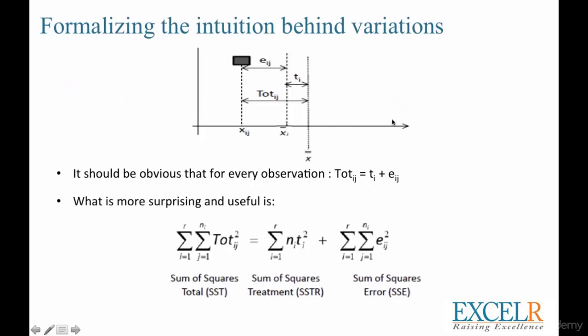And when you expand it, when you find free time, you get to see that when you square it, 2ab gets cancelled out. And you'll be left with only Ti square plus Eij square. You can try it out when you find free time. And this is what you get. When you square this on both sides, this is what you would be left with. This term is called as sum of squares error. This term is called as sum of squares treatment. And the summation of those two is called as sum of squares total.